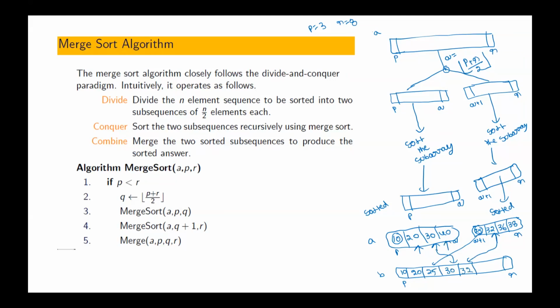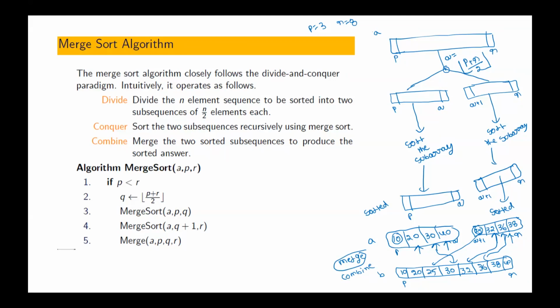Go to next. 36 and 40, which is small, 36. Go to next. 38, 40. 38 is small. Once one side all elements are completed, the other side you can simply copy. Is that okay? This is called merge. That is combine. Is that okay? So that's what we are doing.